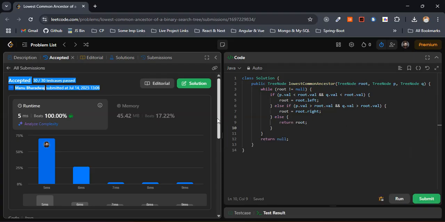So I hope the solution part is completely clear, along with the approach and the complexities. For now, this is it.